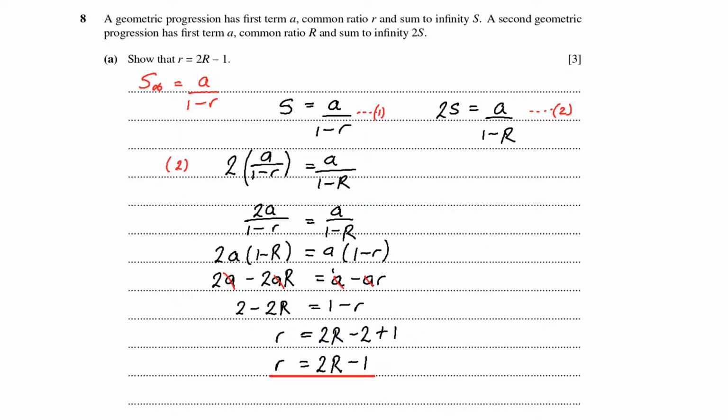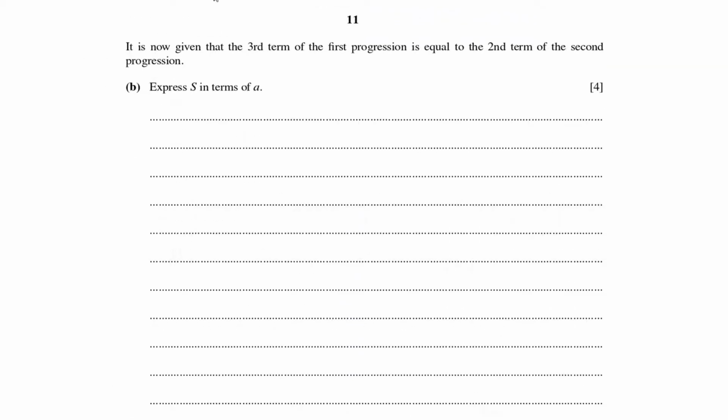So let's move on to part B. It is now given that the third term of the first progression is equal to the second term of the second progression. So in B, express S in terms of A. Here they're saying that the third term of the first progression is equal to the second term of the second progression.